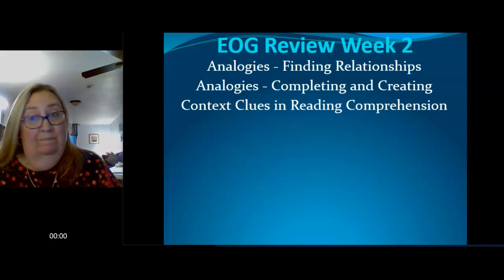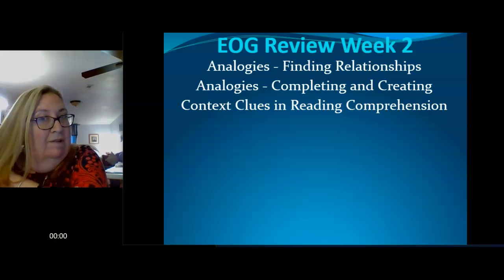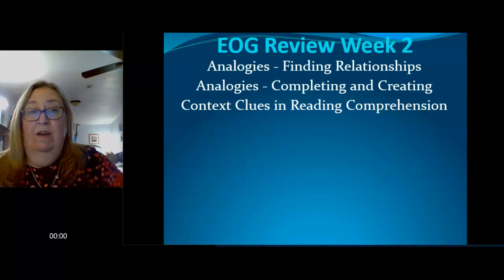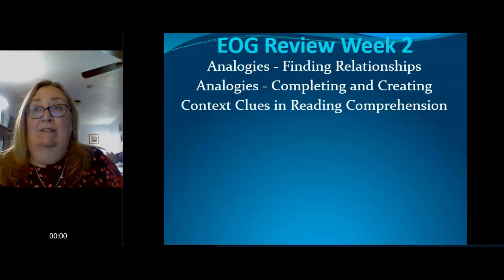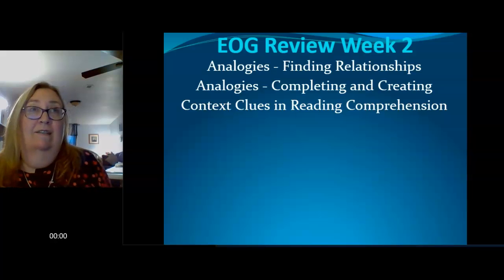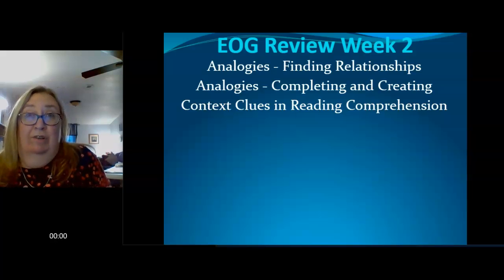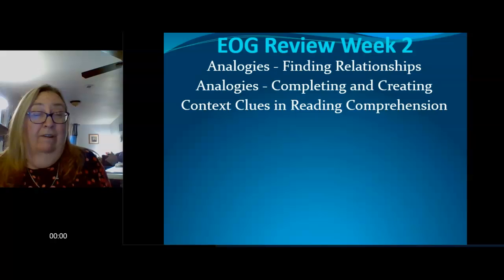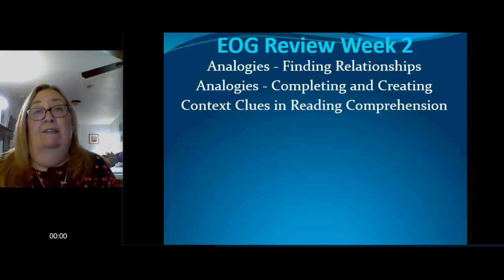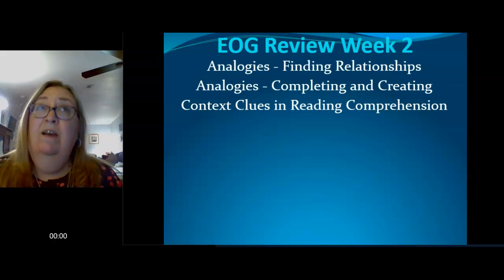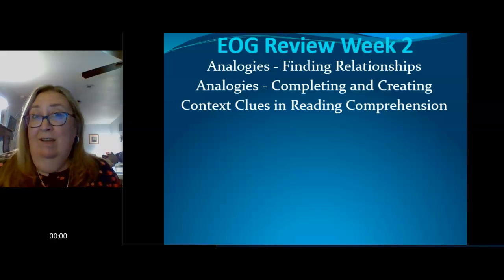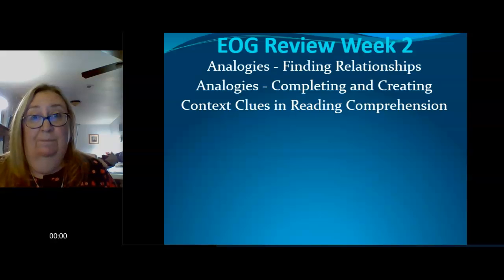Alright, we are back for another week of EOG review. Last week we looked at types of sentences and sentence structure, whether it was fragment or complete or run-on. We looked at exclamatory, declarative, imperative, interrogative. We looked at dependent and independent clauses, and we looked at how to use context clues to figure out those pesky words that we don't know.